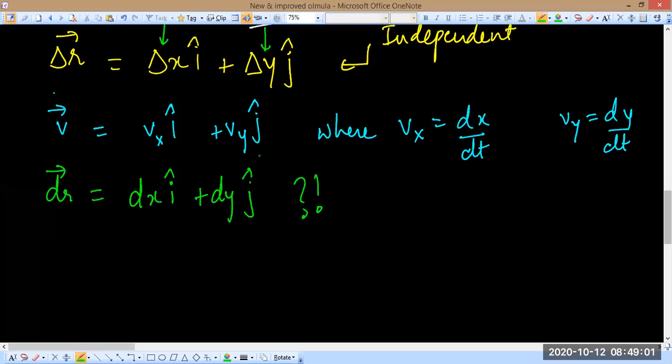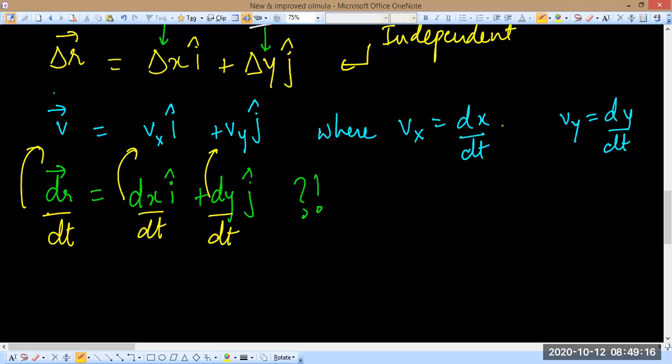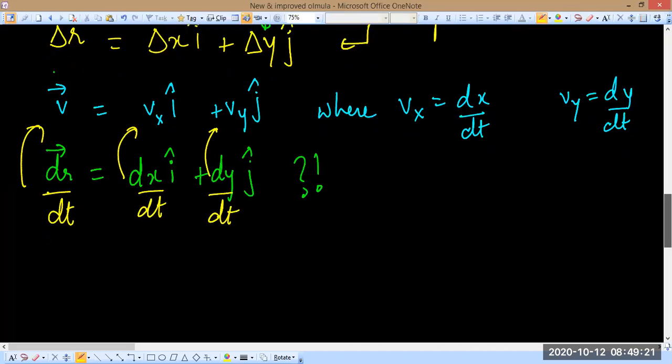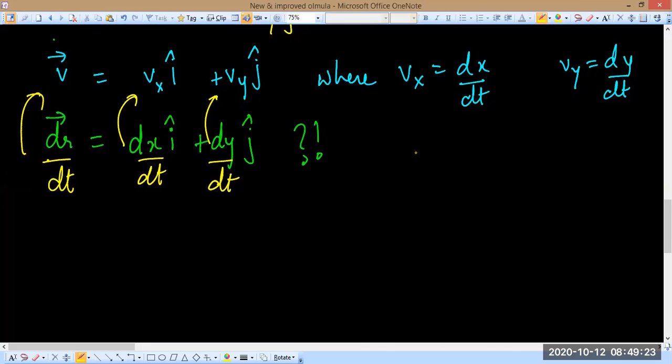Okay, so you know what sometimes you could do is, suppose you divide this whole equation by dt. All right, we get this one. I hope you realize that. Clear? Okay, let's go to next step.